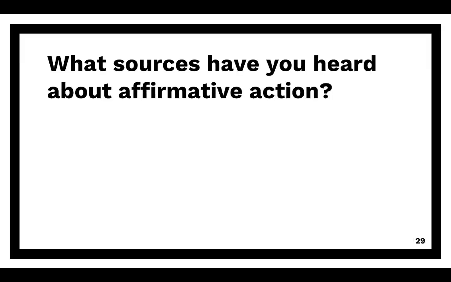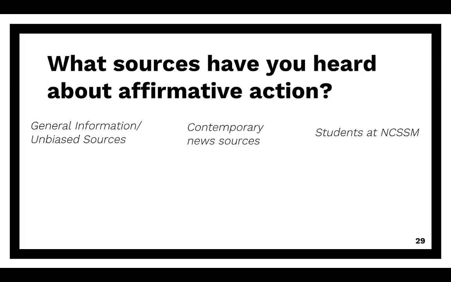The next question I asked was, what sources have you heard about affirmative action? And these can be listed in 5 different categories. The first most heard were general information, contemporary news sources, and students at NCSSM. General information meant reading the basic definition, whether by a Google search or just reading it in a recent article. Contemporary news sources included conservative and liberal news sources, and one news source in particular that was often referenced was Vox. Students at NCSSM were just heard among their peers, especially their friends.